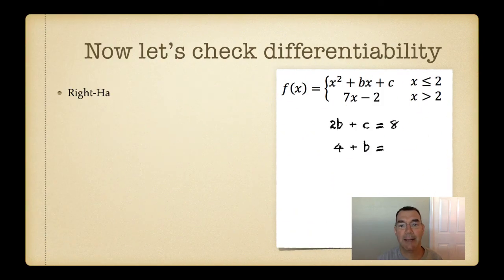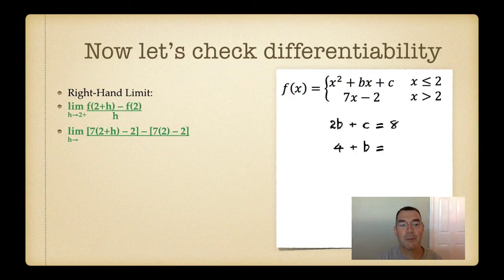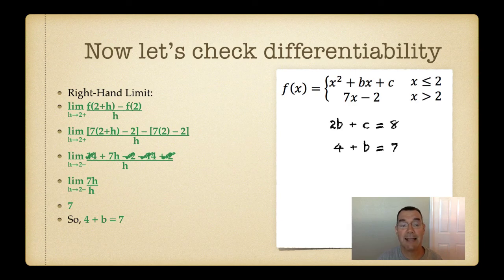Now I need to look at the right-hand piece. That's actually going to be a lot easier. If I replace x in the second piece with 2 plus h, I get all of that, and things cancel out again, and I'm left with just 7h over h, which is just 7. So I get 7 as my right-hand limit. So 4 plus b has to equal 7 in order for this function to be differentiable. So there's my system, and if I solve it, I get that b is equal to 3 and c is equal to 2. Those are the values of b and c that would guarantee that this function is not only continuous, but differentiable. All right, so that's today's lesson. If you have any questions, please let me know, and I will see you tomorrow.